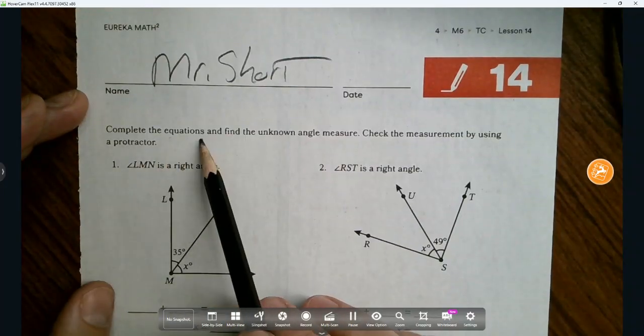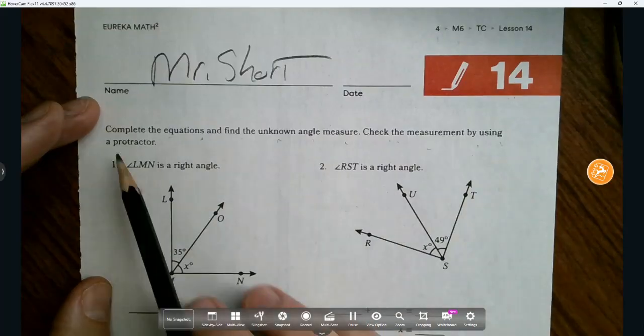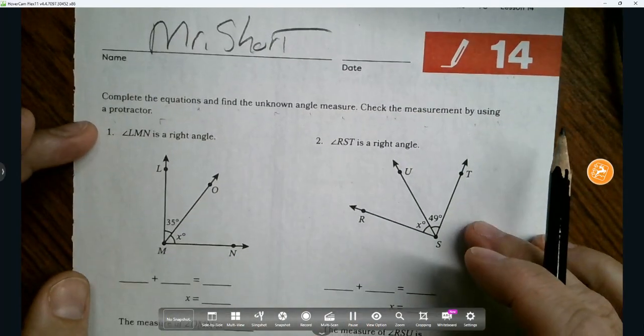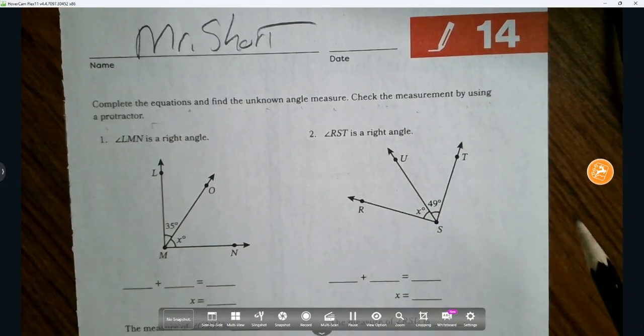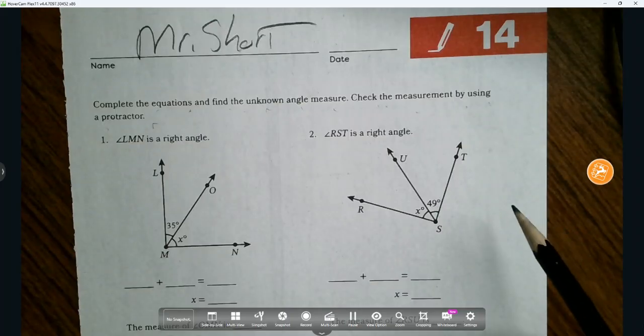It says complete the equations and find the unknown angle measure. Check the measurement by using a protractor. Hopefully you have a protractor at home, but if you don't, that's going to be okay on this assignment. We can do it without it. Just make sure we're paying attention.